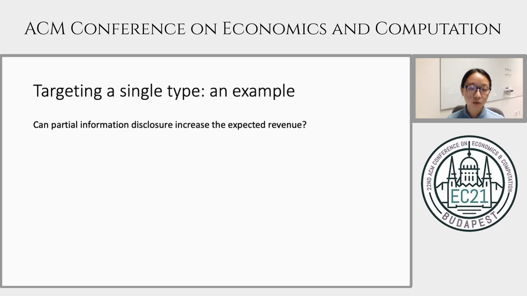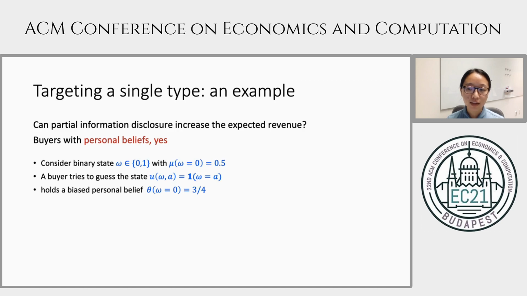So the first question one may ask is, can partial information disclosure really increase the expected revenue? The answer is yes. So let's look at an example. Consider a binary state with omega equal to 0 with probability a half, and there's a buyer who tries to guess this state. The buyer holds a biased personal belief that omega equals 0 with probability 3/4. Then we can plot the buyer's valuation of knowing omega as a function of his belief, which reaches the highest point 0.5 at belief 0.5.